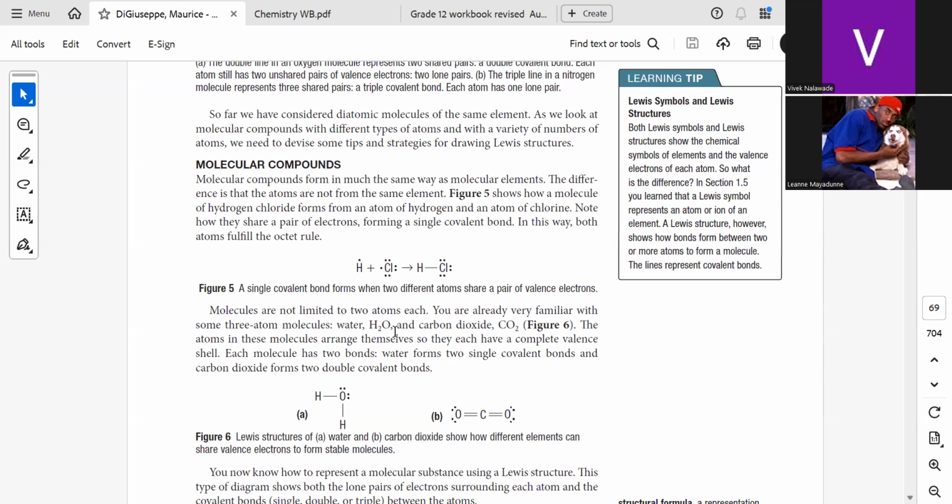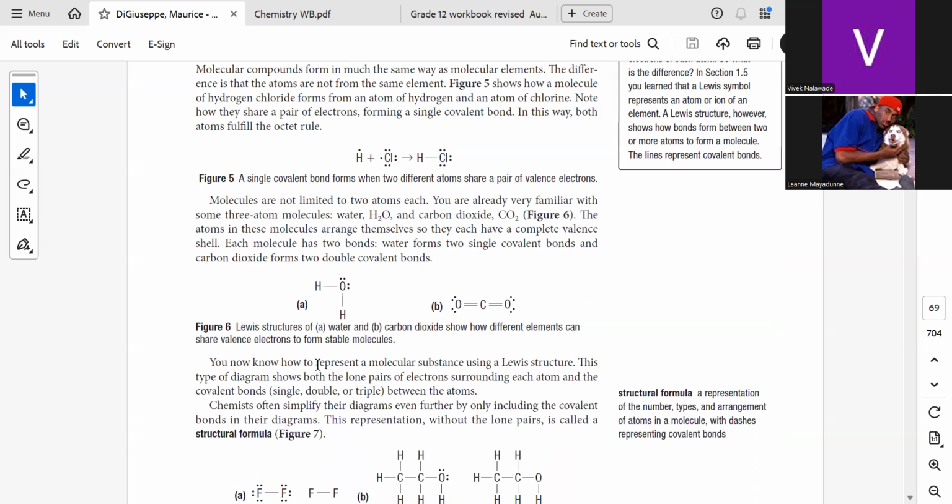So, are you done with the structures? Try and understand the molecular compounds and the structures that we draw for the compound. Water, check the Lewis structure. Like I told you, only the unpaired electrons are forming bonds.